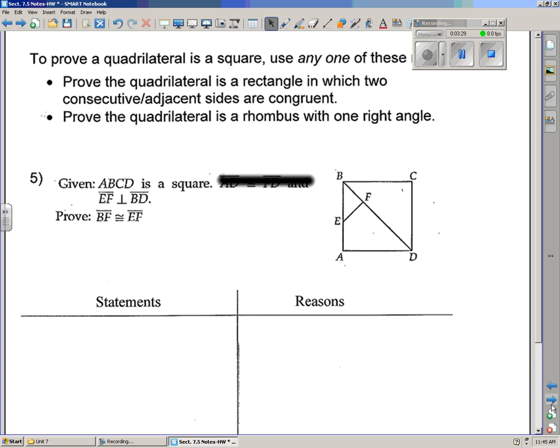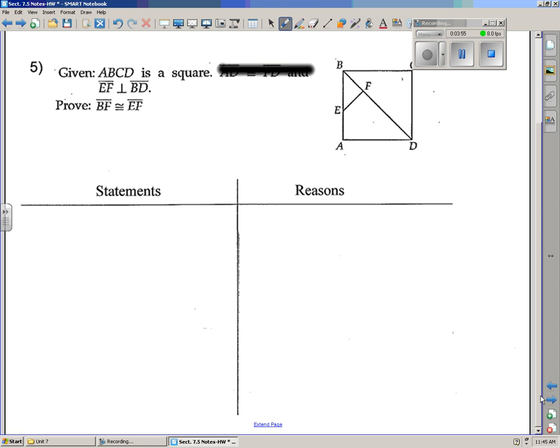If you want to try to prove that a quadrilateral is a square, you can use any one of these methods. You can prove that the quadrilateral is a rectangle in which two consecutive or adjacent sides are congruent. So get yourselves a rectangle that has consecutive adjacent sides the same, or prove that this quadrilateral is a rhombus and just put one right angle in there. So here's our proof. We've got ABCD is a square, and then we've got EF is perpendicular to BD. So let's see what we can do.